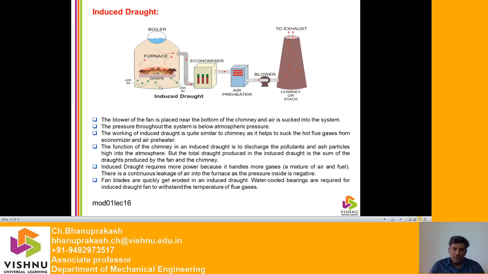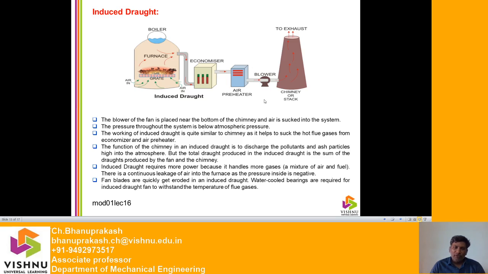Here in the induced draught system, what are the components? It is a furnace, economizer. Here in the furnace, the boiler will be there, and there is a grate. There will be air in; the air will be coming to the grate. Next are the economizer, air preheater, blower, and the chimney or stack. See here, did you observe?